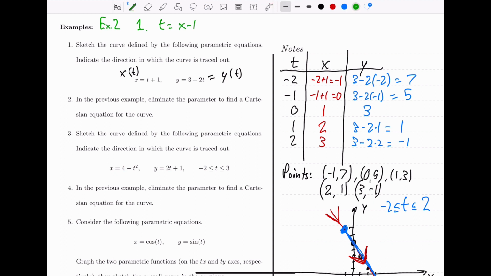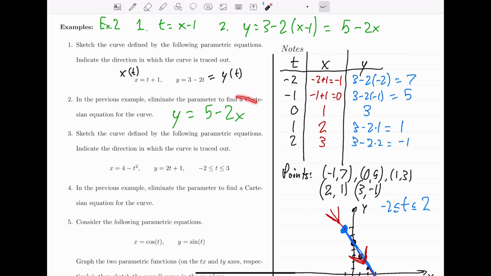Now the second step to eliminate the parameter is to take the expression for t and substitute into the other equation. So we solve the first equation for t. Once we've got an expression for t in terms of x, we take that expression and we plug it into the second equation. So we would have y equals 3 minus 2t, and now t is x minus 1. We can simplify here. 3 minus 2x, negative 2 times negative 1 is plus 2, so we'd actually have a 5 minus 2x. So when we eliminate the parameter, we get the Cartesian equation, y equals 5 minus 2x.